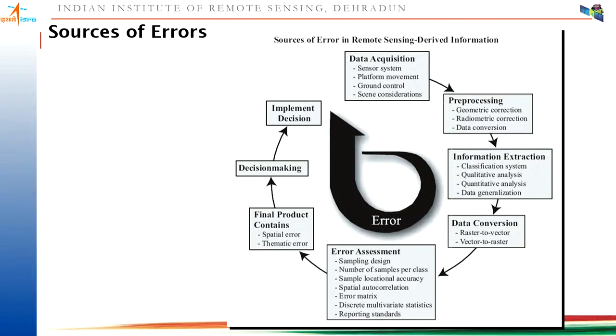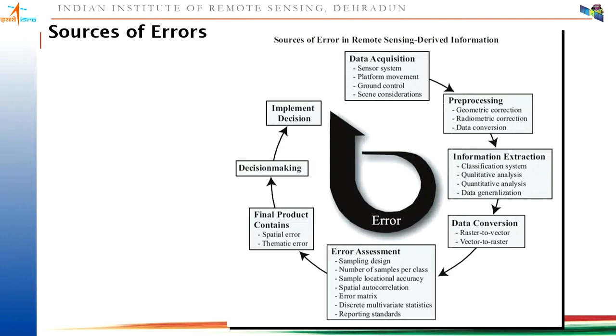In the information extraction process that we have discussed in the previous session, the classification system, in qualitative and quantitative analysis, in visual interpretation, there is generalization of the data. When we are marking the boundaries we try to make smooth boundaries, whereas in the classified image the boundaries are not very smooth. So there can be some error because of this generalization of boundaries also. The satellite image is a raster image, but ultimately my map should be in a vector form. So raster to vector conversion or vector to raster conversion also adds to the error in the final class.